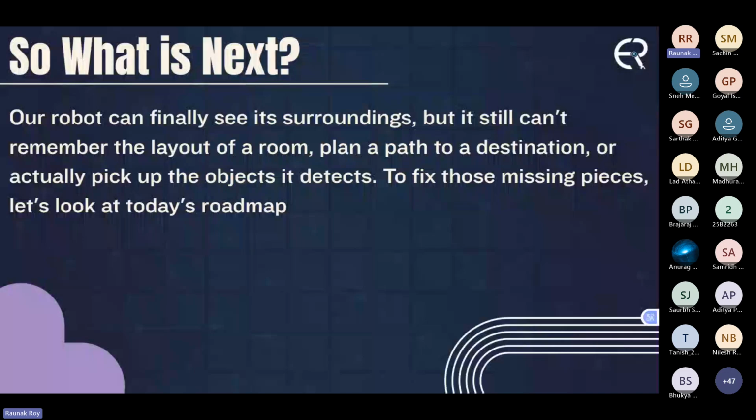So what's next? Our robot can detect a target in the camera frame, but the moment that target leaves the frame, the data is lost. The system lacks state persistence. It cannot remember the layout of the environment or compute the path between 2 points. It cannot interact physically with its environment. To achieve these, let's look at today's roadmap.